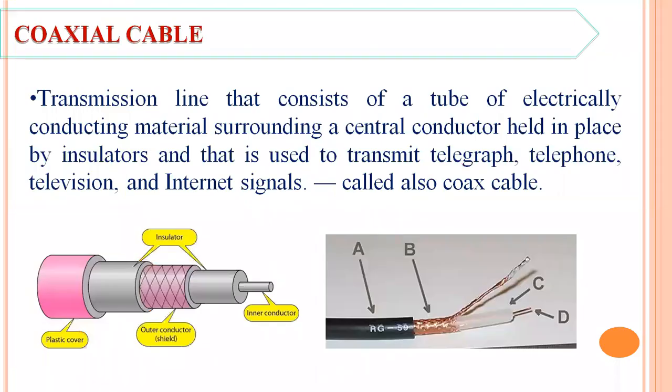So the very first is the coaxial cable. The transmission line that consists of a tube of electrically conducting materials. So these are some electrically conducting materials. Here I have put up the two images, the original image as well as some representation. It consists of electrically conducting materials surrounding a central conductor.